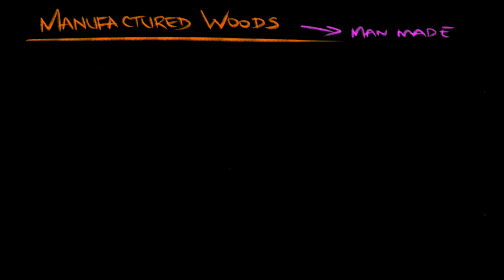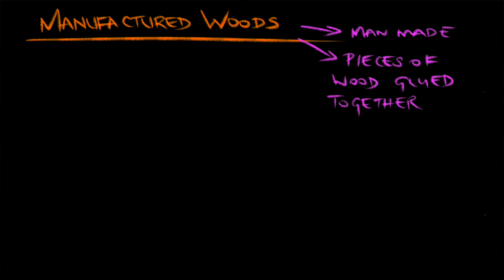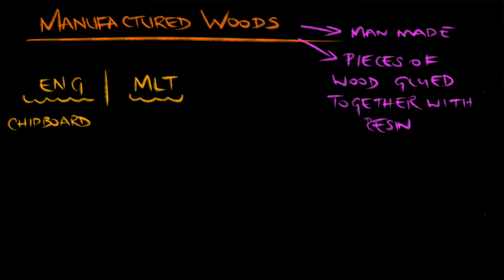Finally, we have manufactured woods, which generally involve the use of some form of glue or resin. Chipboard, MDF, plywood, blockboard, or wood or plastic veneer are all good examples of manufactured woods.